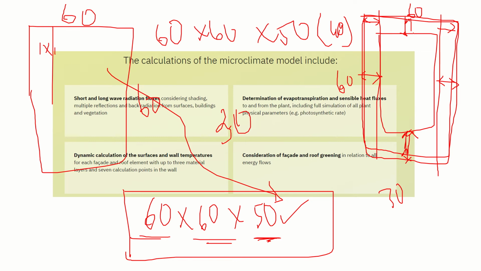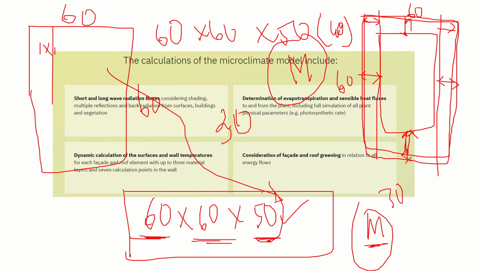Okay, this was one other thing that you should keep in mind. The second thing that you should keep in mind is the software is all in metric. When we say it's all, it will be in meters. So you can work it out as meters, 60 meters by 60 meters by 50 meters. This is X, Y and Z height information.